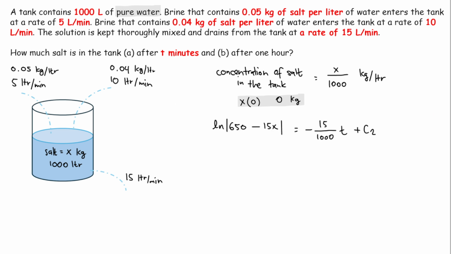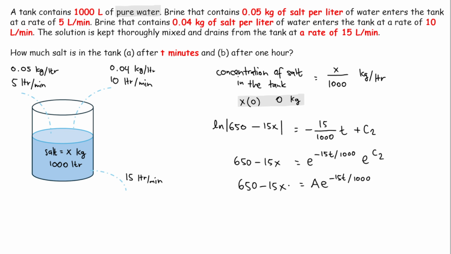Okay, so now let's exponentiate both sides and the log will go. So I have 650 minus 15x, and then we will have e to the minus 15t over 1000, and then plus some constant c2, or I can rewrite this as e to the c2, but e to the c2 is just another constant, right? So we'll have 650 minus 15x, and that will equal to some constant. I will name it a, e to the minus 15t over 1000.